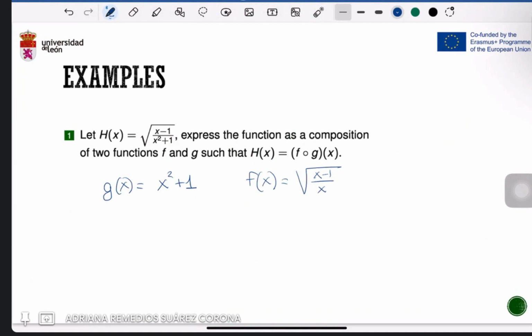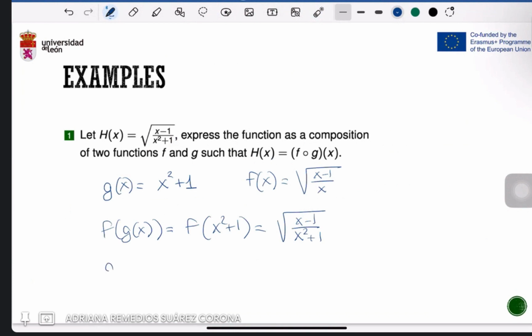We can see that if we do f composed with g of x, we will get f of x squared plus 1, which is square root of x minus 1 over what we have here, which is x squared plus 1. But we can have a different answer.